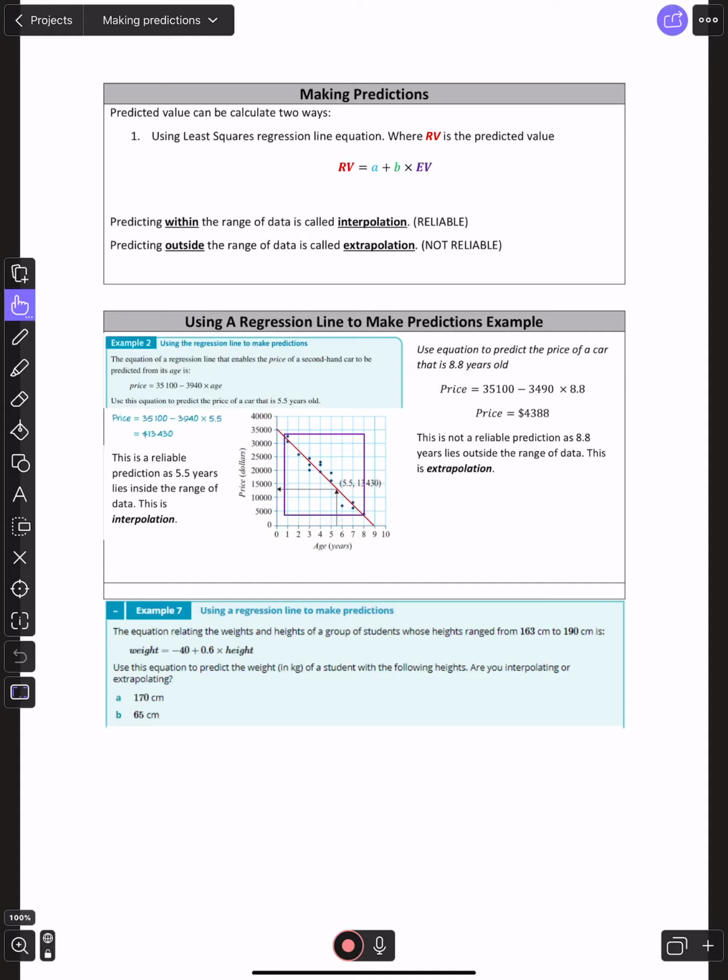In this video, I'll be going through how to make predictions using your least squares regression equation. By this stage, if you don't know how to create a least squares regression equation from data, or how to read a least squares regression equation, I suggest that you go back and watch the other videos or get in touch with your teacher.